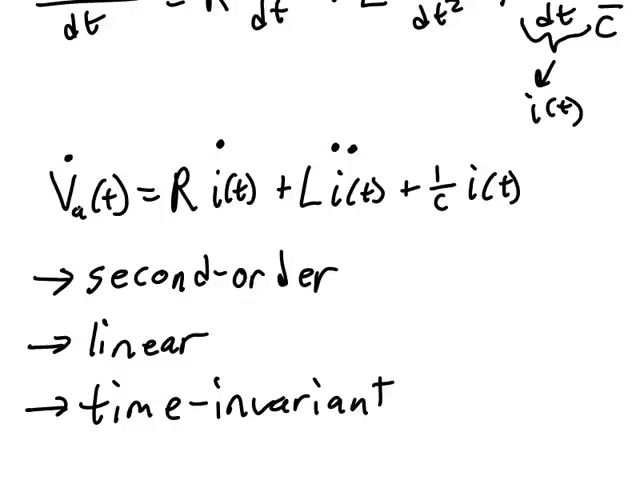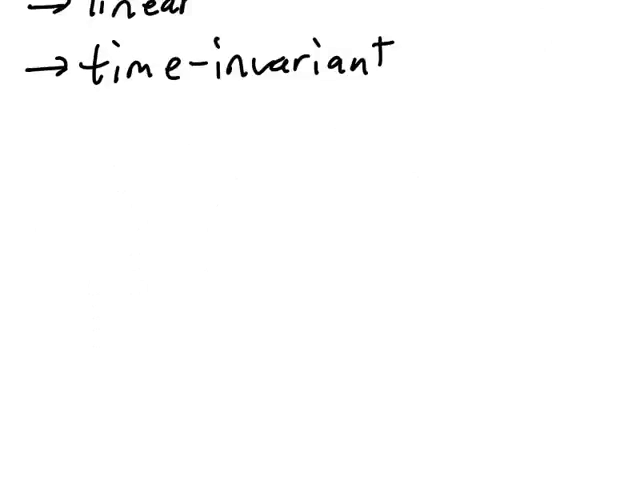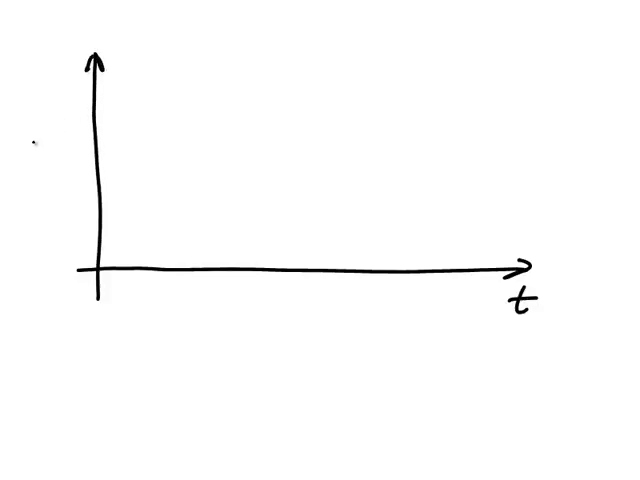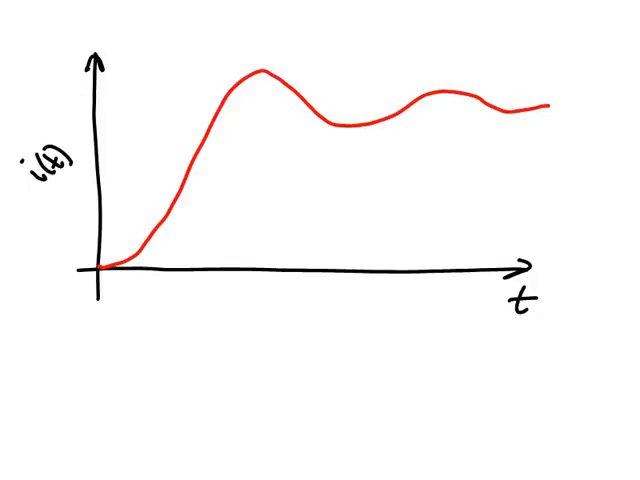So if we assume that the input is a step input, can we predict what the response will look like? It will look like a second order step response. We can draw time on the x-axis and current on the y-axis, and it will look like one of three possibilities. It might look like this, or maybe it will be critically damped.